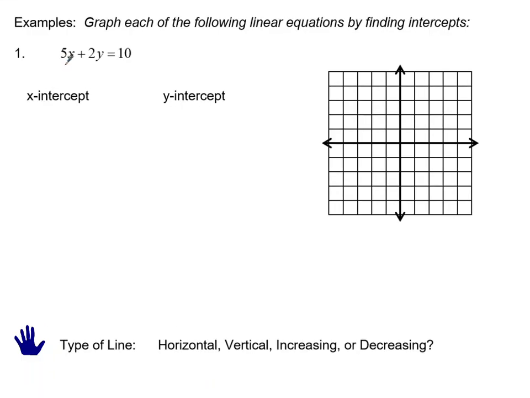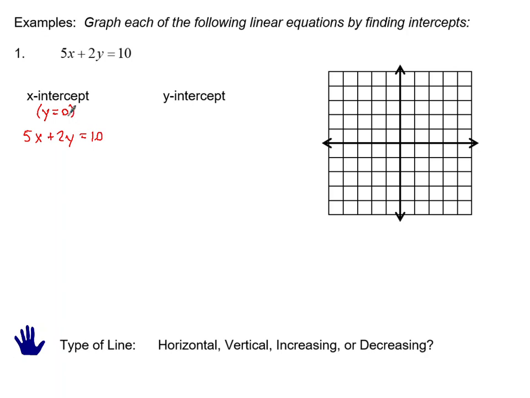Let's look at our first example. We want to graph 5x plus 2y equals 10. This is in standard form because I have my x term, and then my y term, and then my equal sign, and then my number. Let's look for the x-intercept first. Remember, the x-intercept is when y equals 0.